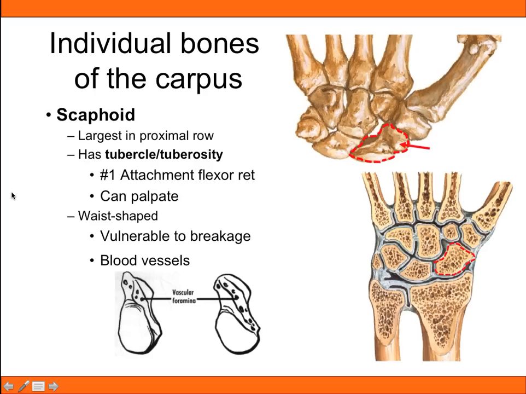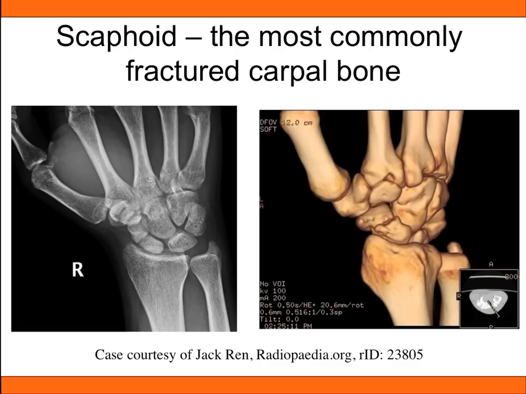Moving on. The scaphoid is the most commonly fractured carpal bone. Over here you can see a PA wrist x-ray, and you can see a complete cortical interruption through the waist of the scaphoid. On the right image, we've had a 3D CT reconstruction, and you can see that complete interruption within the waist of the scaphoid.